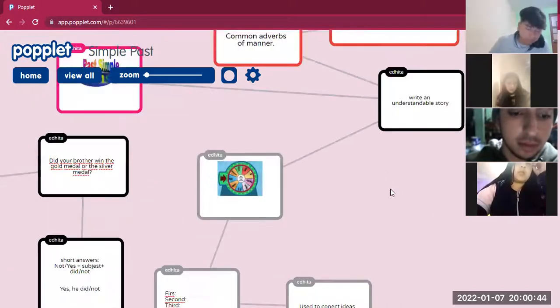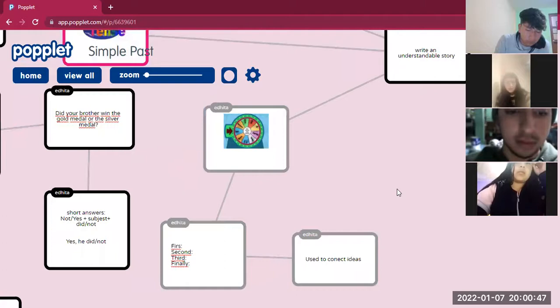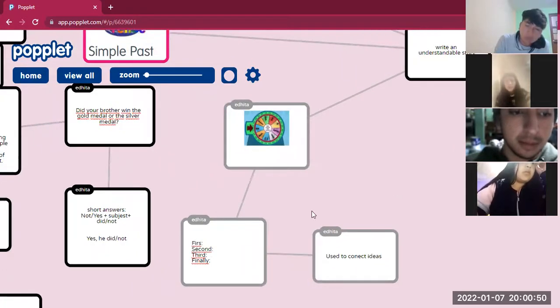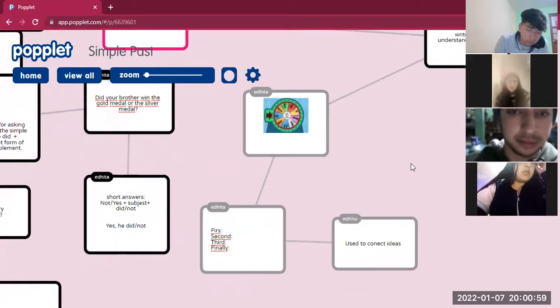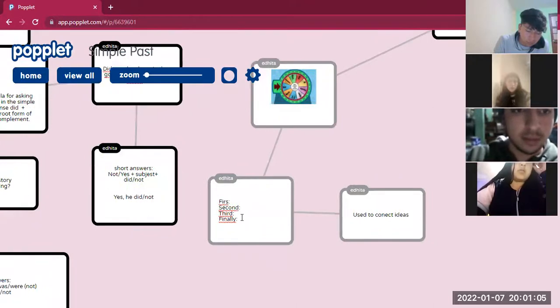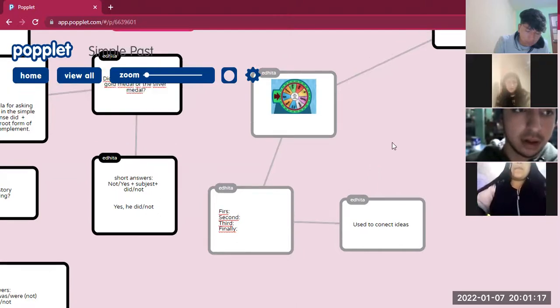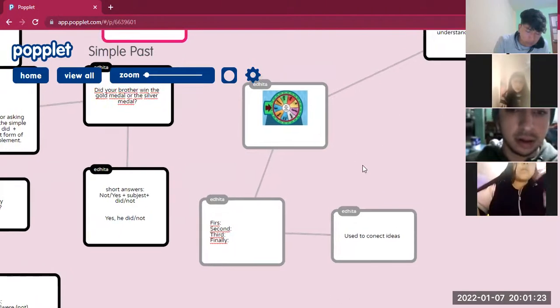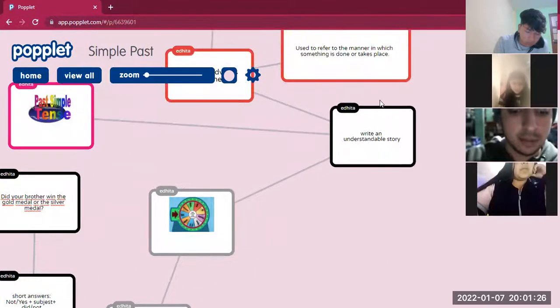Yahaira, could you say an example using a connector? For example, finally. Finally, my boyfriend gave me a ring. Yes, you are using the verb in the past. It's perfectly correct.